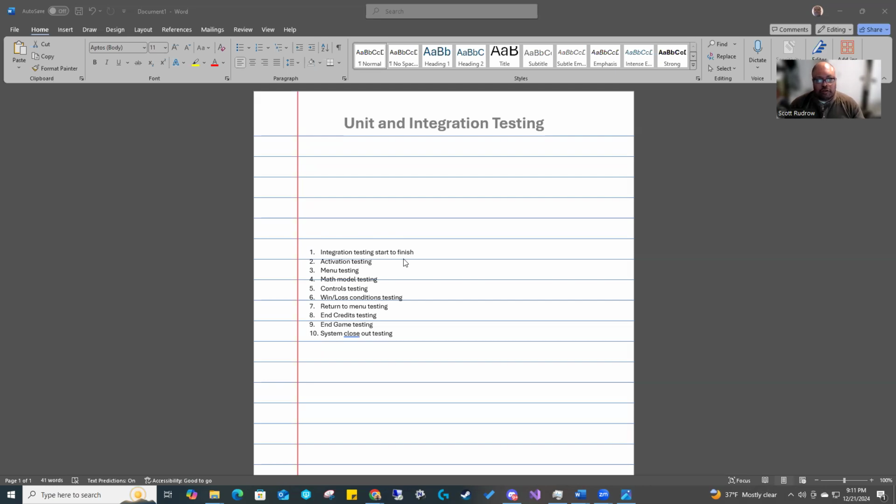Integration testing basically tests how one system integrates with another, whether or not the pipelines for the information are getting through, whether or not the controls work. One module of the program receiving or not receiving the information.